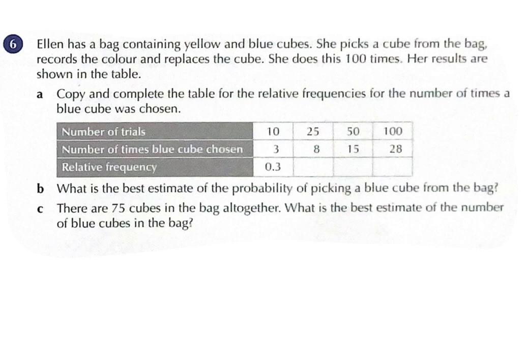Okay, so who can complete the table? We have the number of trials, we have the number of times a blue cube was chosen, then we need to find the relative frequency. To find the relative frequency, you need to divide the number of blue cubes by the total number. So 3 divided by 10, 0.3. So Qasim, can you complete the table? 8 divided by 25.